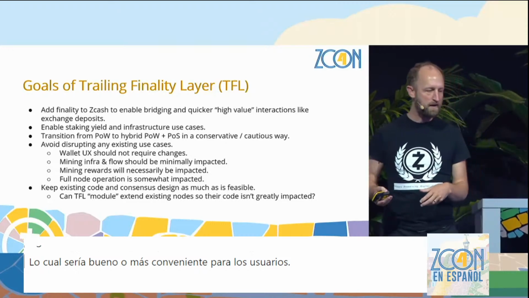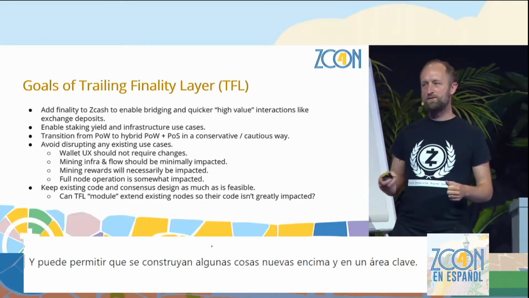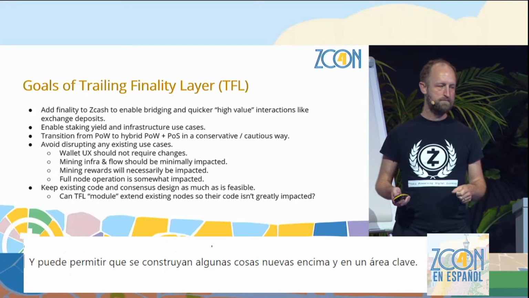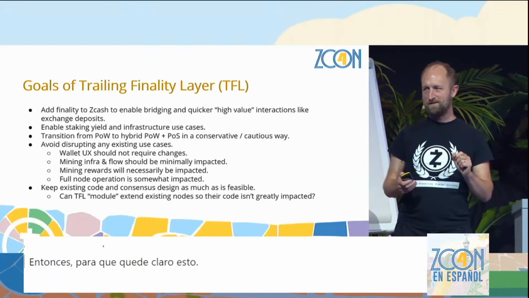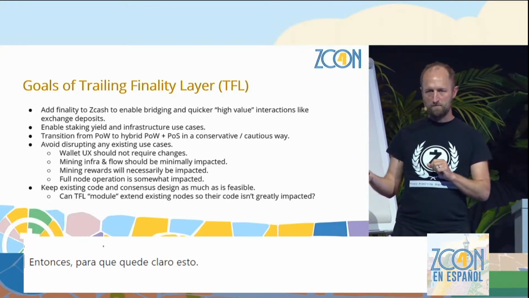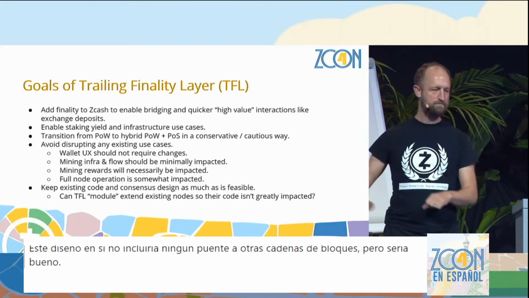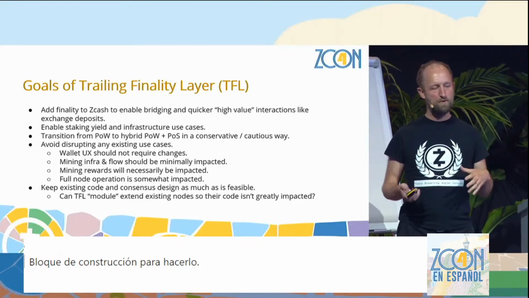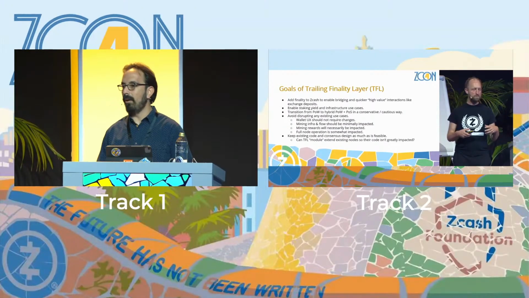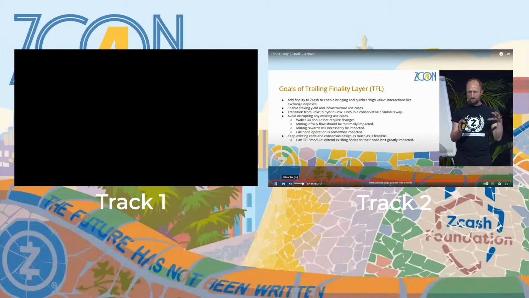A key area I'm really excited about is trust-minimized bridges to other blockchains. Just to be clear, this design itself wouldn't include any bridges to other blockchains, but it would be a good building block to do so. The second goal would be to enable a way to do staking and earn yield, and also build out all of the infrastructure and code and products for those users.